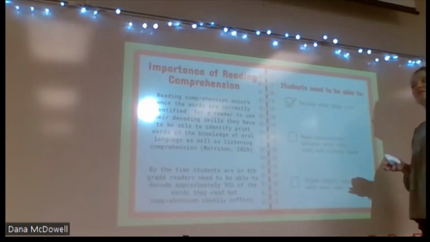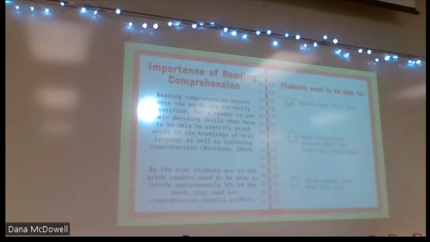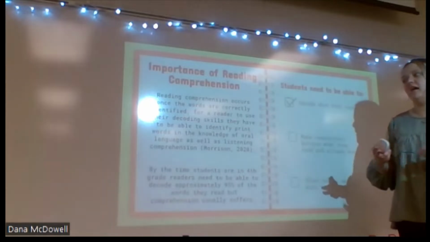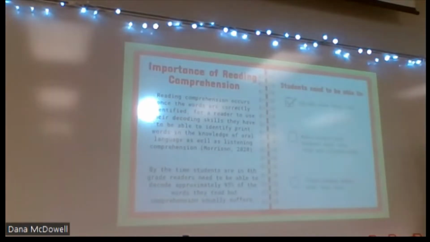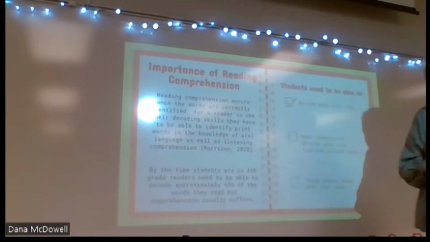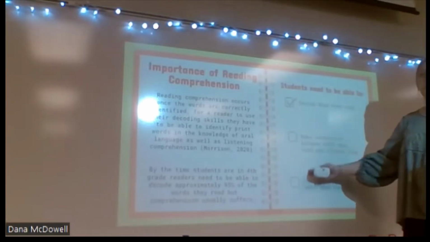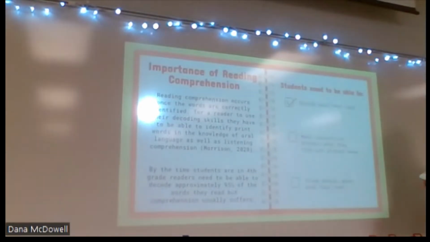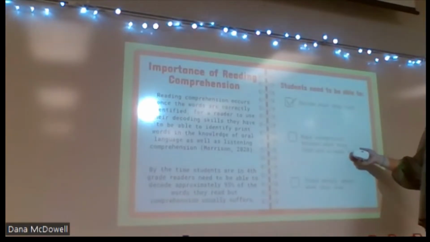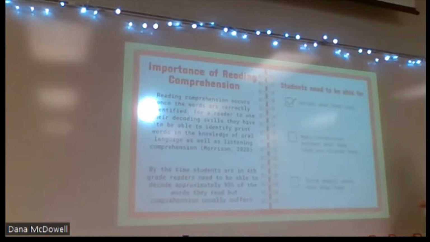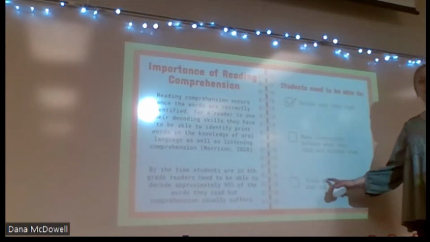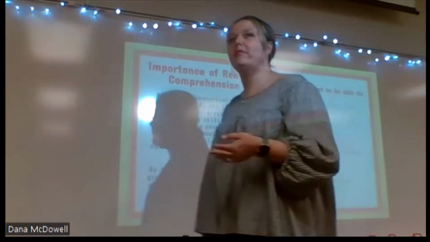So reading comprehension occurs once words are read correctly, and for the reader to use their decoding skills when they have the ability to identify print words and knowledge of oral language, as well as listening and comprehending. So by this time, we should be at least in the 95% range at this point. But I've really noticed that my students struggle with 2 out of the 3 things they need to be incredible readers. And that's making connections between what they already know, so using their background knowledge, and thinking deeply about what they've read. Most of the time, my friends are definitely not thinking deeply.